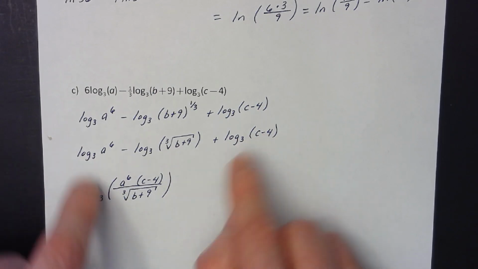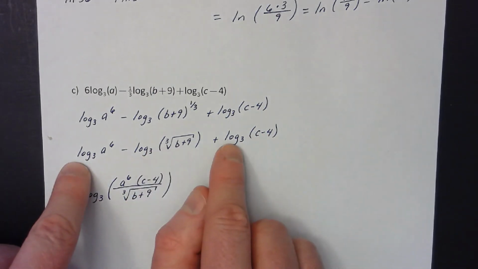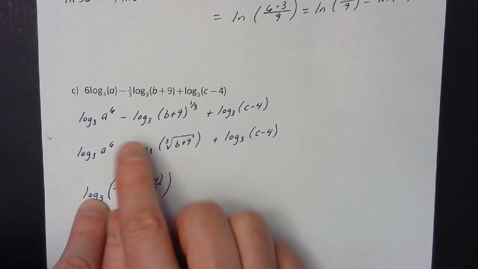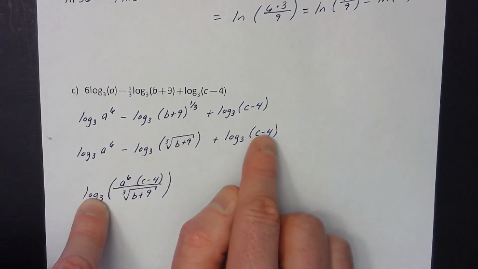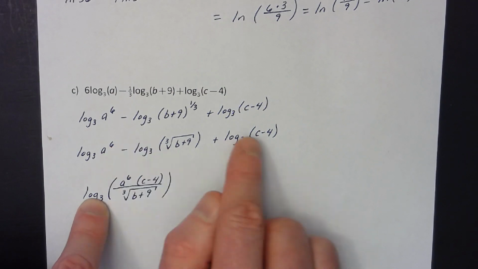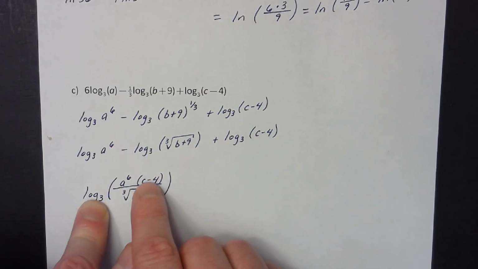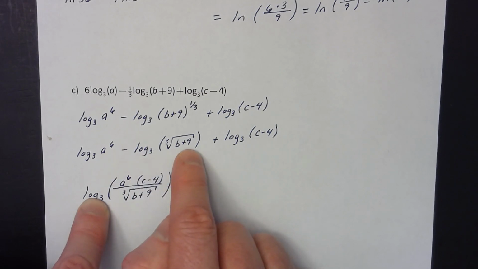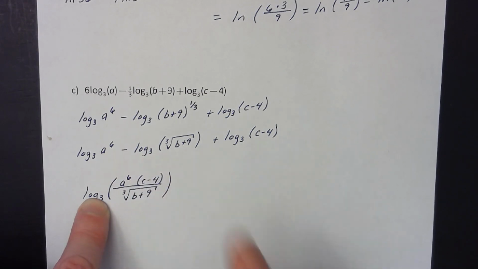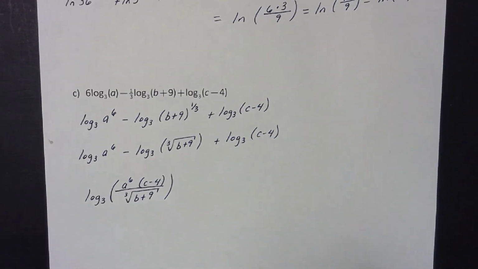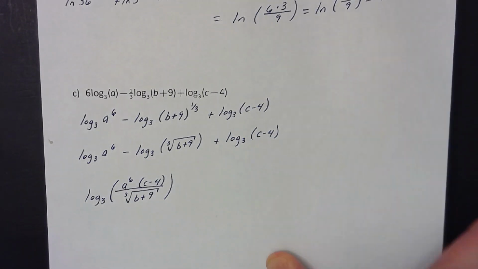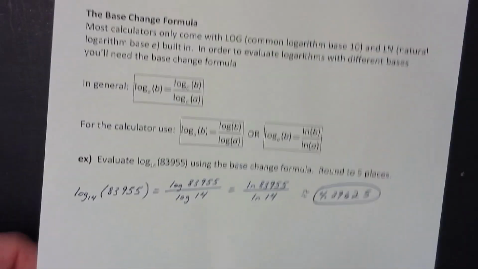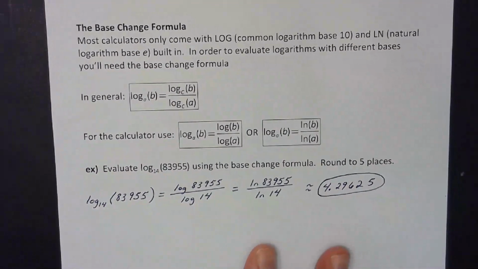Now, from this step to the next, I said, let's go ahead and condense these down to one logarithmic expression. Any of the terms that were being added, those terms inside the logarithm get multiplied in our condensed logarithm. So we have the log base 3 of a to the 6th times c minus 4, all divided by the term inside the logarithm that was being subtracted, so divided by the cube root of b plus 9. Now you're thinking, hey, that's not bad. It's really not. Laws of logarithms are pretty straightforward stuff.